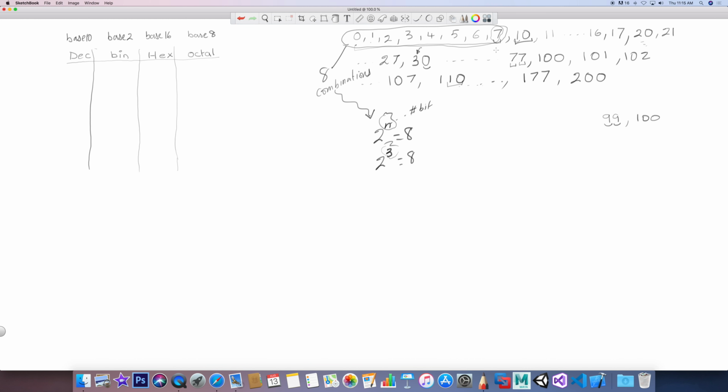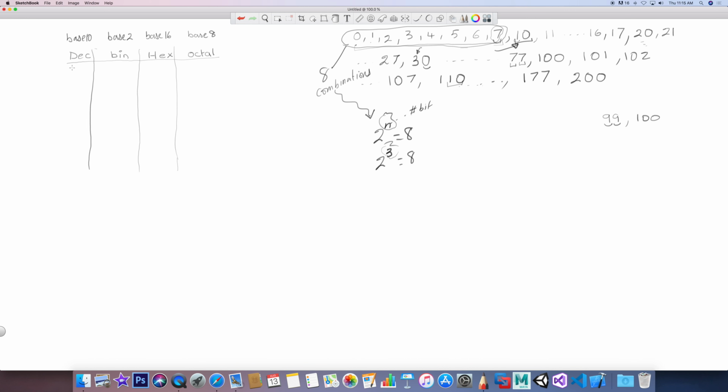So what's going to happen beyond that? Well, you're going to need an extra bit. To represent anything higher, you're going to need a 4th bit, 5th bit, 6th bit, and so on. So you're going to have to adapt the size of your binary number for larger values than anything from 0 to 7.